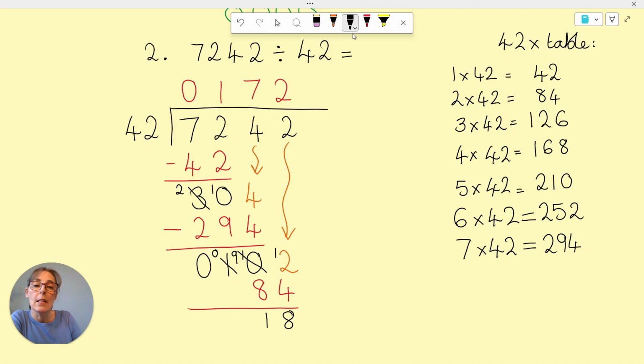So we can write that it equals 172, remainder, this number here, 18. And that is sufficient. You don't need to do any more than that. As you already know, if it's remainder 18, it could be 172 and 18 over 42.